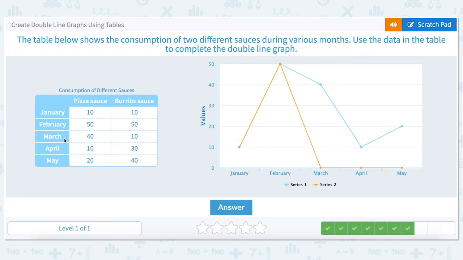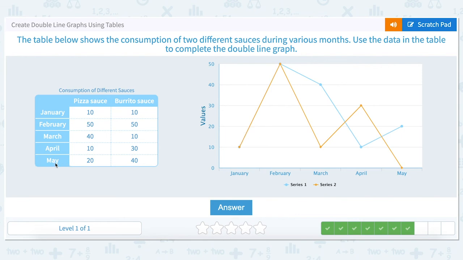Let's go to the next data point. In March, only 10 units of burrito sauce was consumed. Let's go to March and travel up the y-axis until we reach 10 and plot a point. Next, April. In April, 30 units of burrito sauce was consumed. So let's go to April and we'll travel up the y-axis until we reach 30 and plot a point.